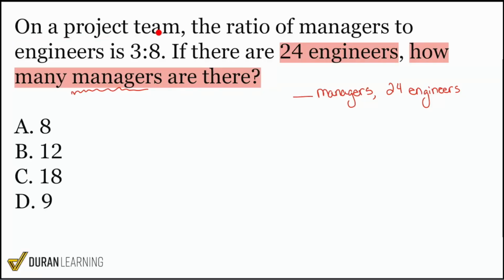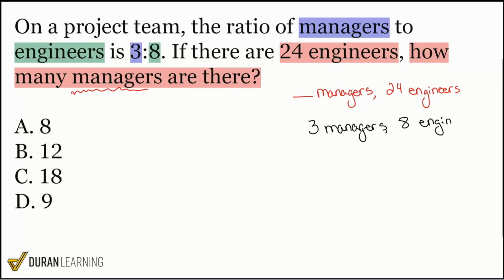So on a project team, the ratio of managers to engineers is 3 to 8. Again, the ratio of managers to engineers is 3 to 8. So remember, how you read a ratio matters. The order matters. The first stated item was managers, so the first number represents managers, which is 3. So that means we'll have the comparison, the ratio, 3 managers over here, and then we have 8 engineers over here.